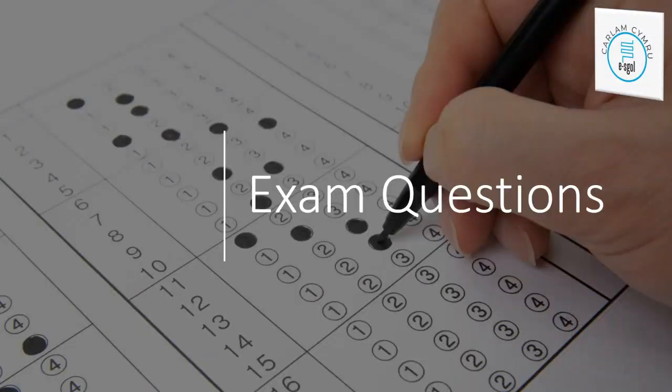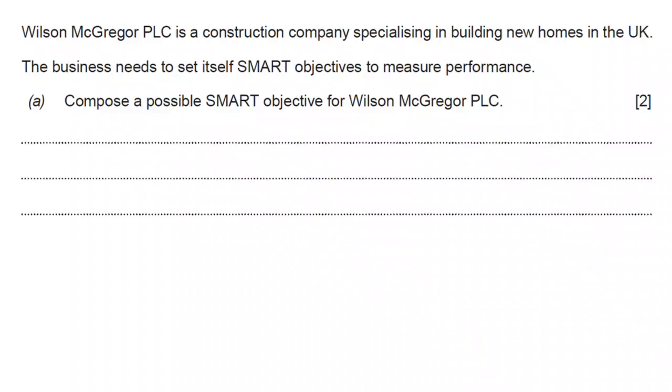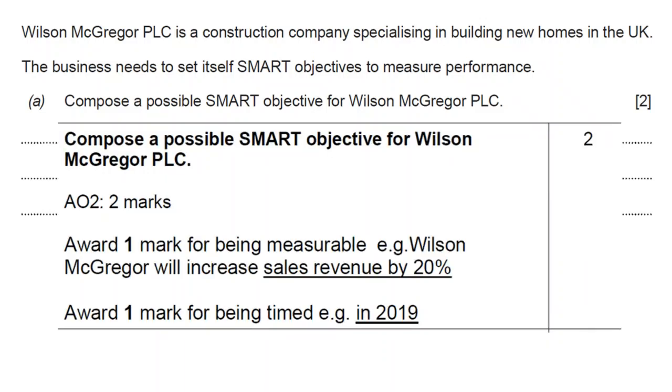If we look at an exam question to do with that. This might be from the 2018 paper. Wilson McGregor PLC is a construction company specialising in building new homes in the UK. The business needs to set itself SMART objectives to measure performance. Compose a possible SMART objective for Wilson McGregor PLC. What I'd like you to do is pause the video here and have a go at answering that 2-mark question. Okay, let's have a look at the mark scheme for that.